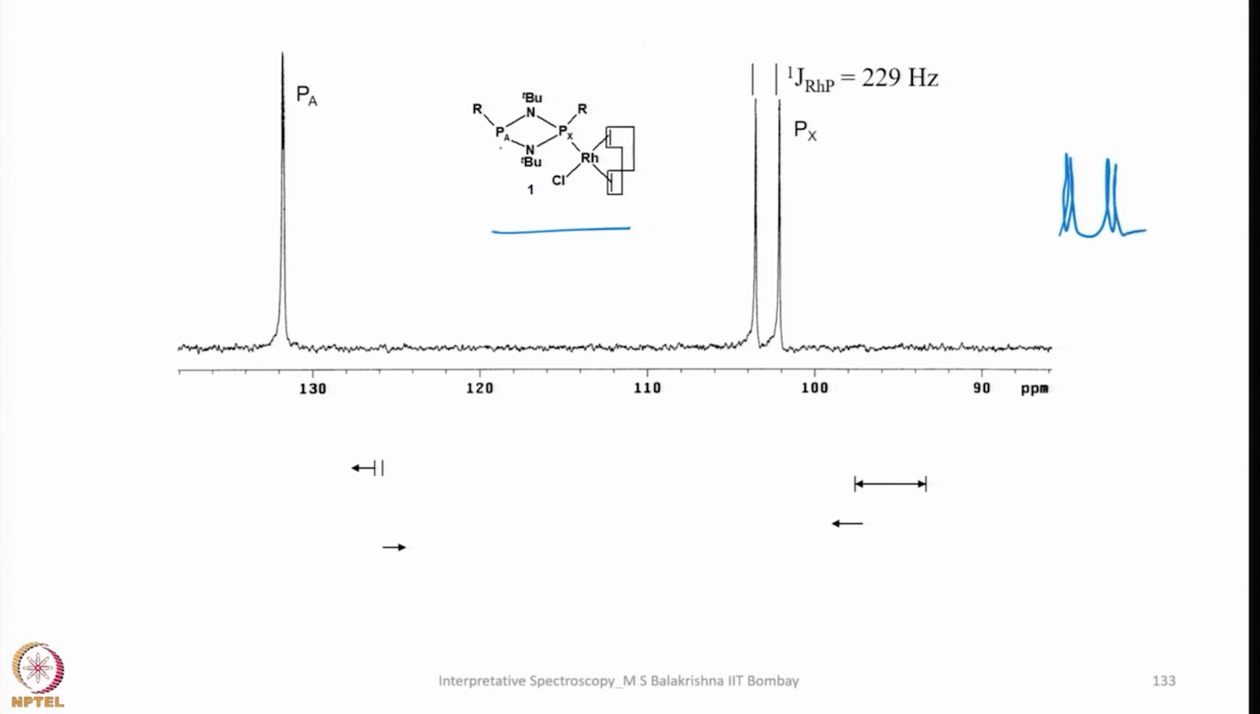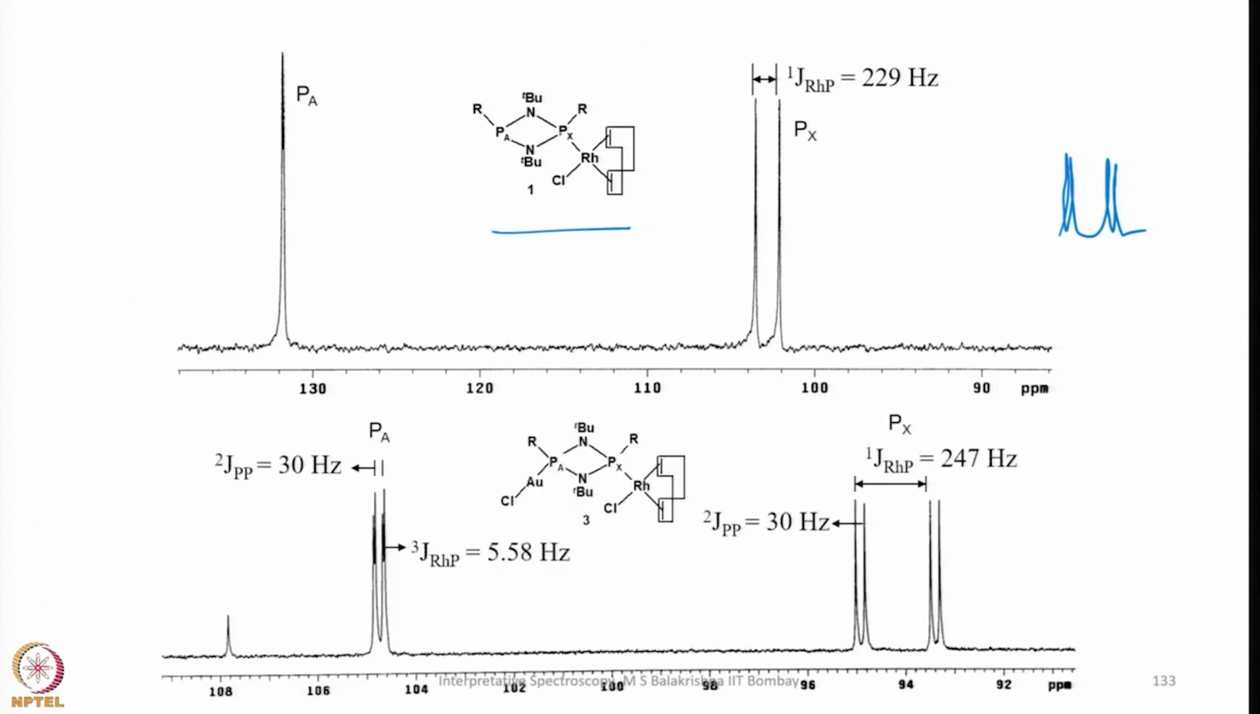Whereas PA is coupled with PX to give a doublet, and it does not show any rhodium coupling, otherwise it would have split into a doublet of doublets again. You can see here the rhodium phosphorus coupling of 229 Hertz. And whatever coupling we anticipated is not there, but since we have one free phosphorus, you can again coordinate it with another heteroatom. For example, here this is reacted with AuCl(SMe2).